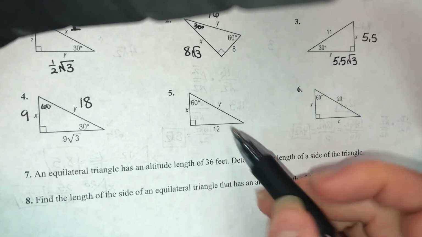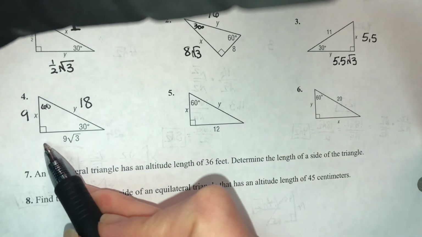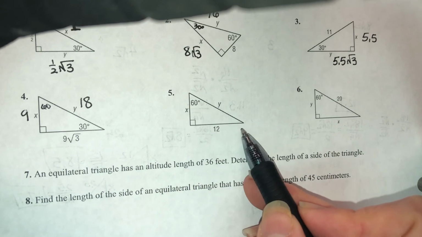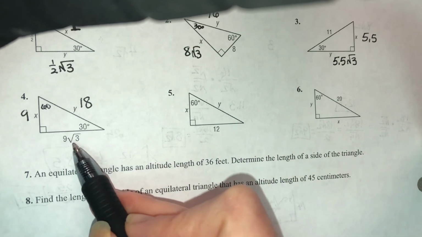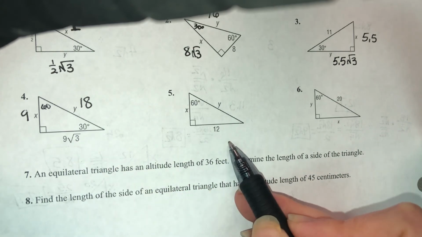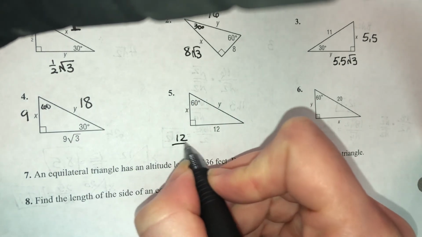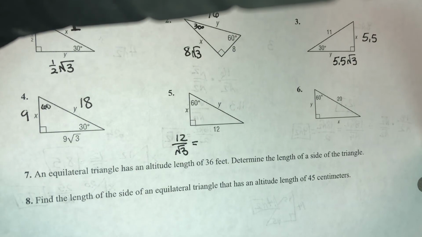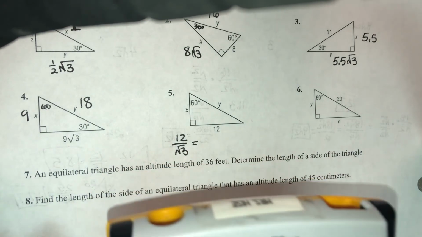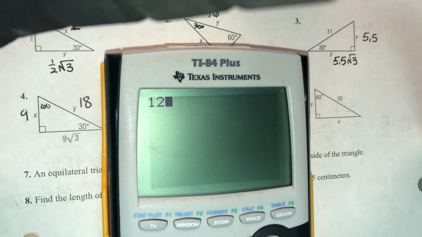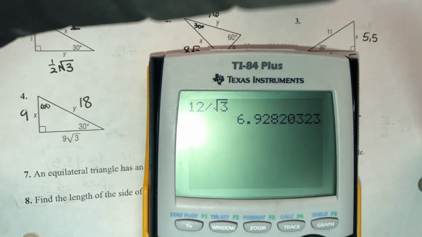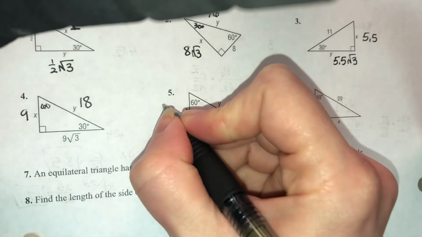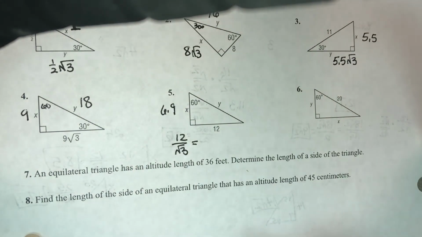All right, number 5. They again, just like on number 4, gave us the long leg. But this one had the square root of 3 on it. This one doesn't. So we're going to go 12 divided by the square root of 3 to get the short leg. 12 divided by the square root of 3 is approximately 6.9. That's as a decimal approximation.